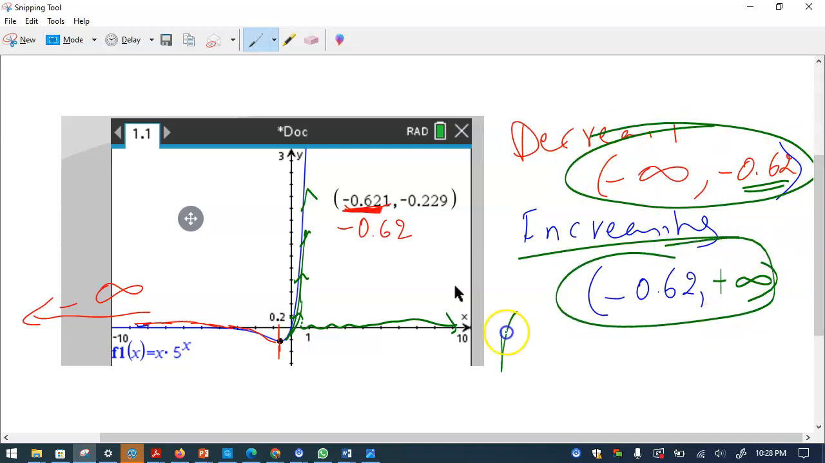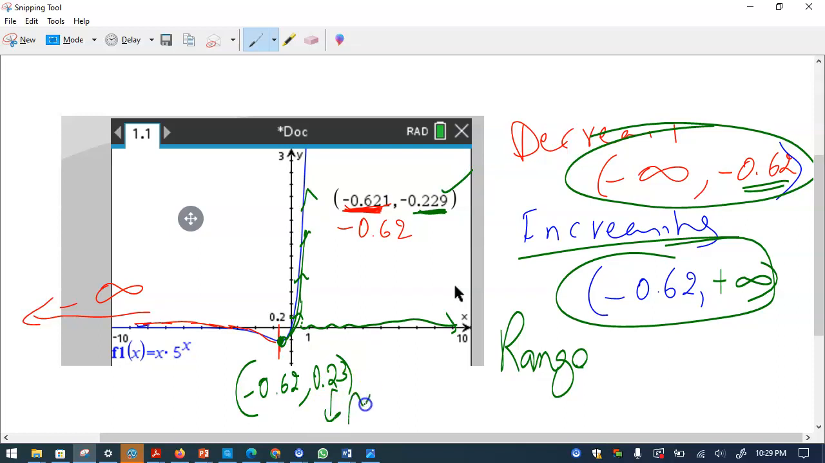And what is the range part? See, the range is the lowest it goes. Here, this is the lowest, and that is this part, which is minus. I'm going to write here, this is 0.62 and the other one is 0.23 because of this 9 and you want to round it to the nearest two places. So this is the minimum, so relative minimum also, or local minimum, and that occurs at that point.